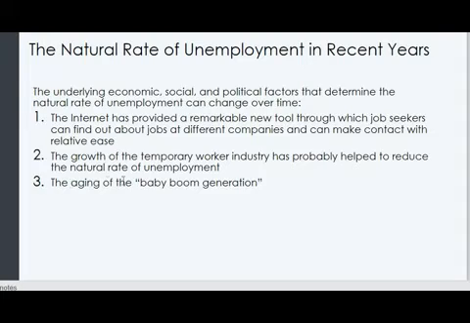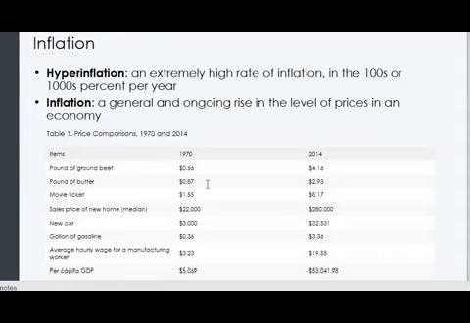Okay? And the aging of the baby boom generation. So let's talk about inflation. Last time I gave you already a computation when it comes to computing inflation for GDP. Okay, so kasama sa exam 'yon. Now let's take a look at how we can compute inflation based on consumer price index.